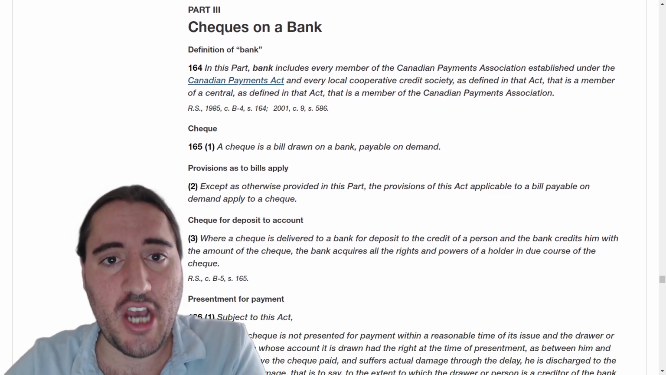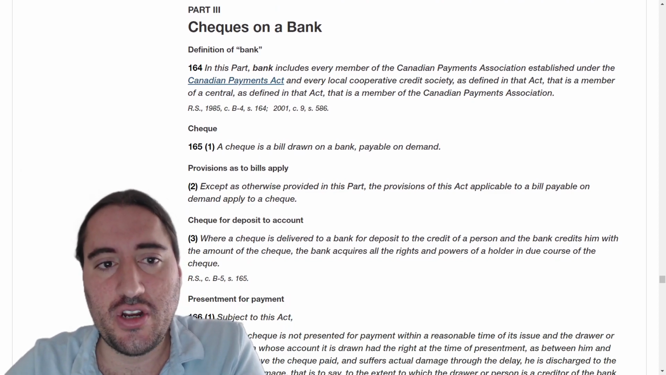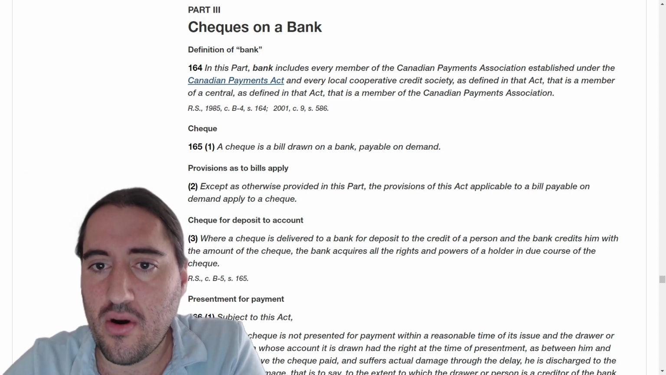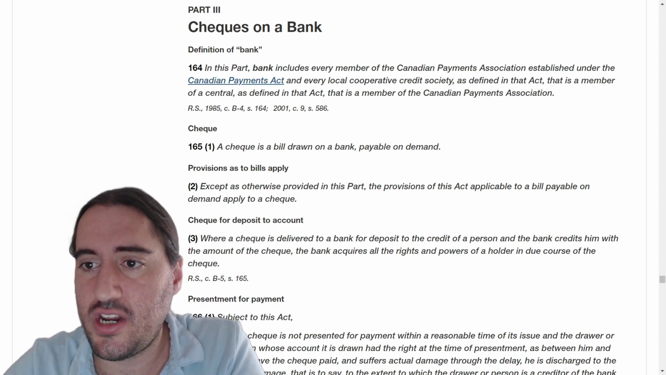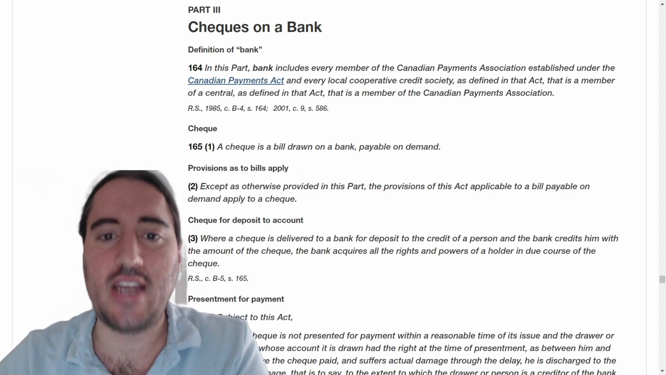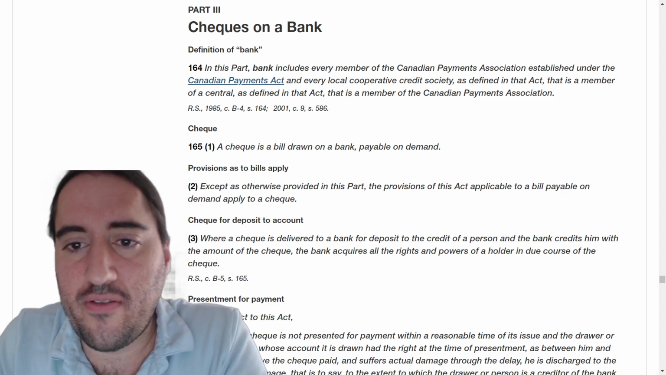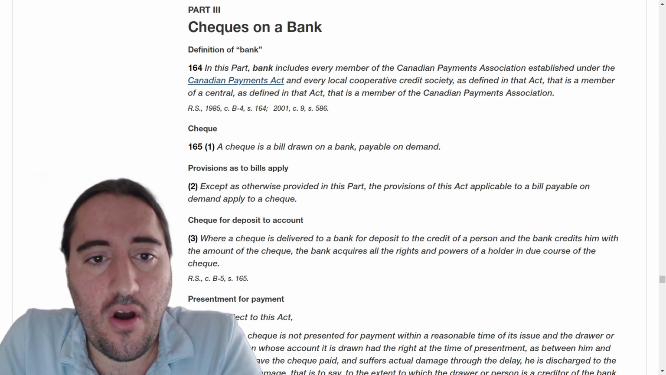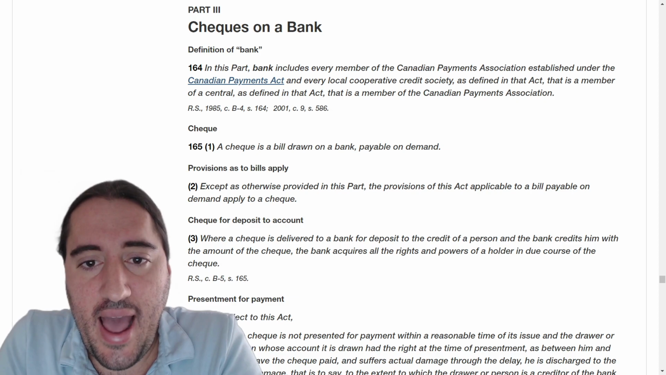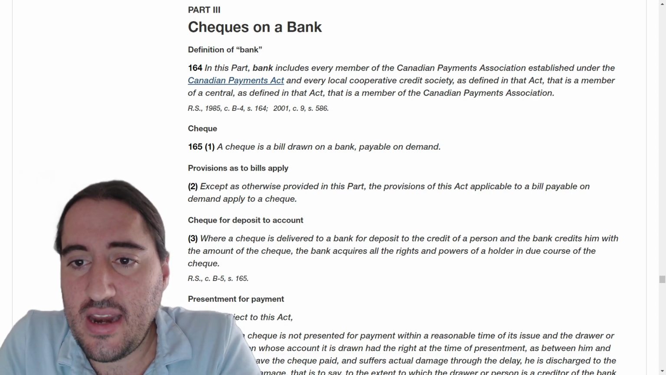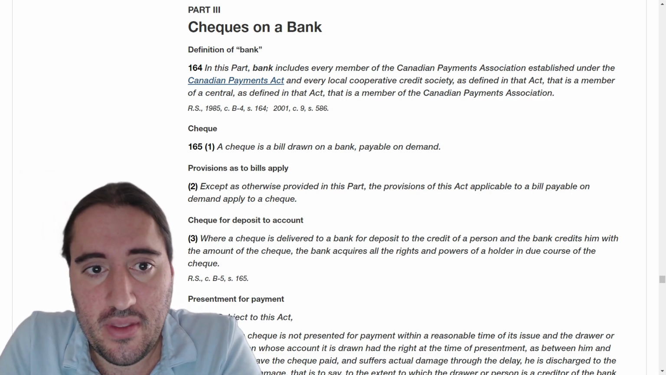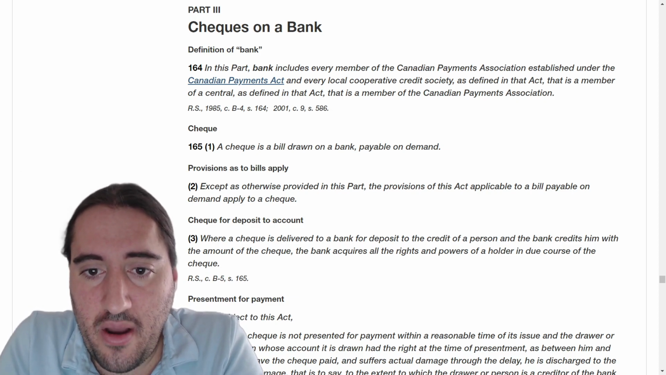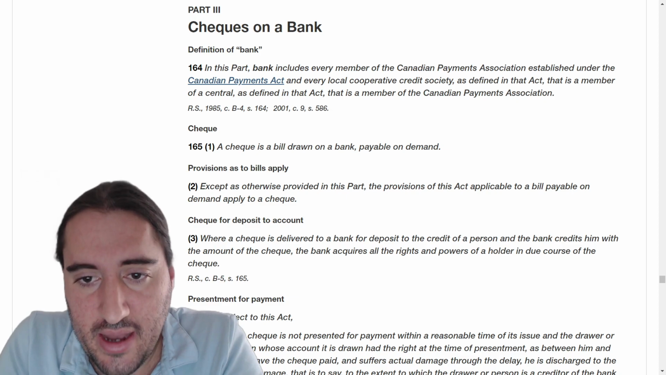Part 3. Checks on a bank. Definition of bank. In this part, bank includes every member of the Canadian Payments Association established under the Canadian Payments Act and every local cooperative credit society as defined in that act, that is a member of a central as defined in that act, that is a member of the Canadian Payments Association. Check. A check is a bill drawn on a bank payable on demand.